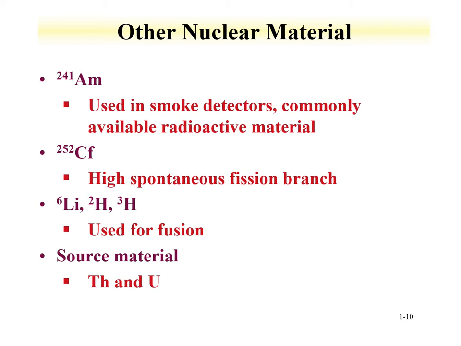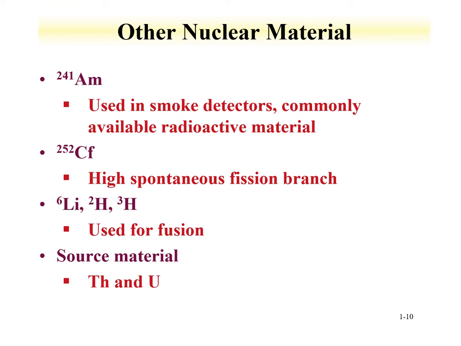Other nuclear material that is of concern to nuclear forensics is shown here. This includes the isotope americium-241. This isotope is commonly used in smoke detectors. Therefore, it's readily available commercially, and it could be used in a dispersion device. The isotope californium-252 is produced by the Department of Energy. This isotope has a half-life of around 2 years, and it has a high spontaneous fission branch. So it's used for remote or portable neutron activation.